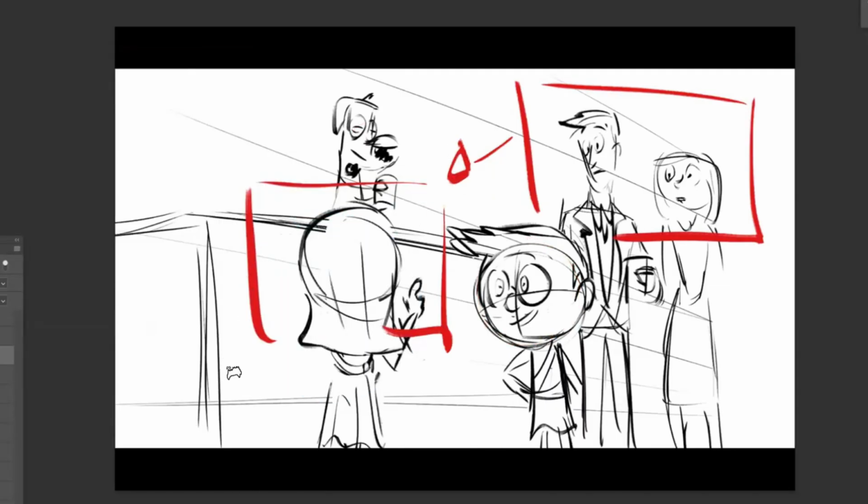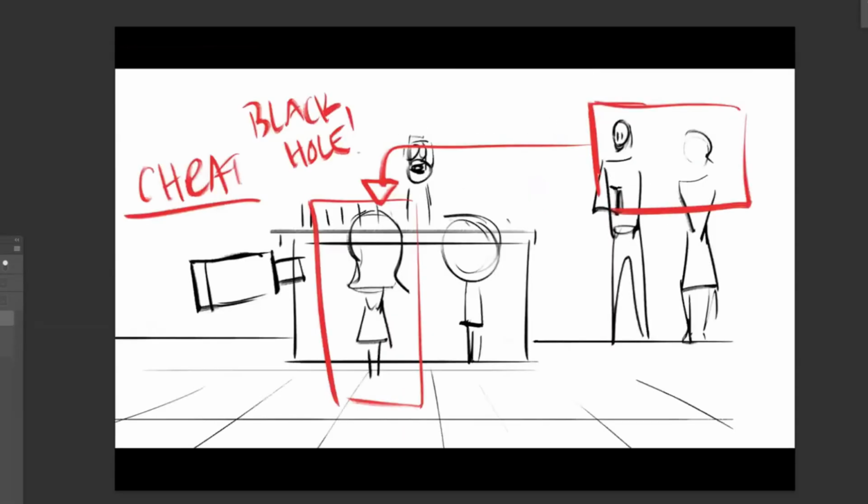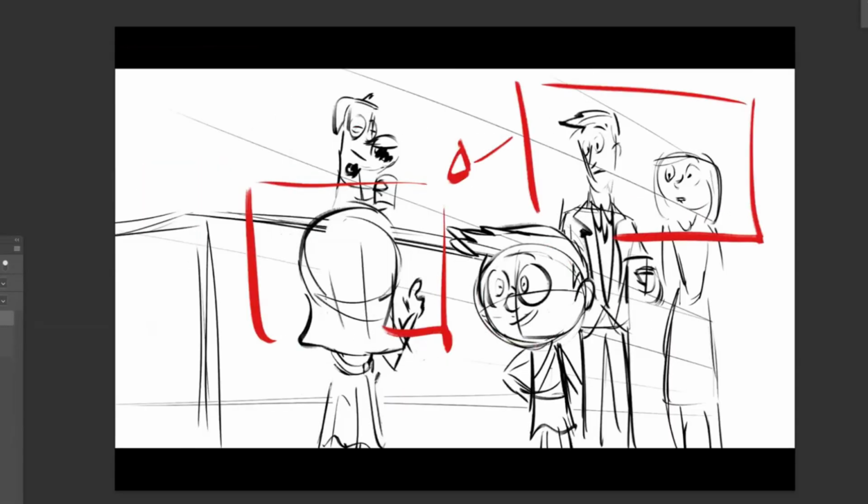So this is part of the challenge of staging. But I have gone a lot closer from here. That's better. That's much better even. And this would work. But the point is, I want to highlight their reaction against the words that she's saying.